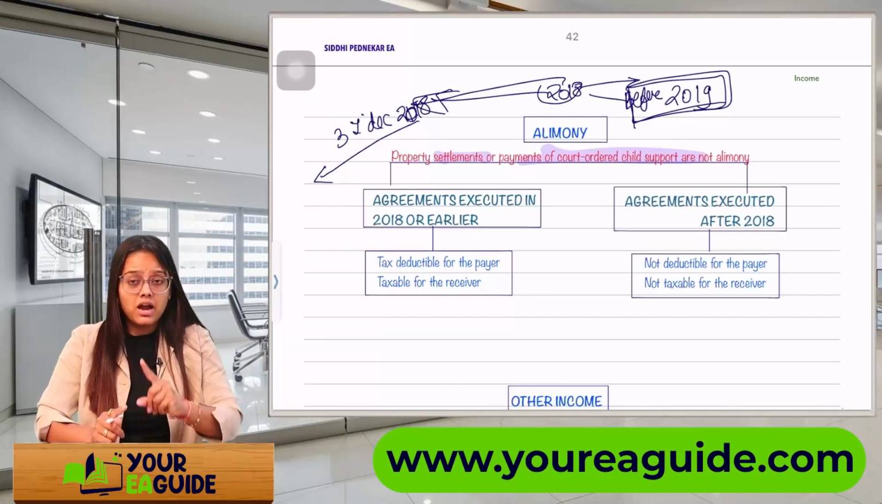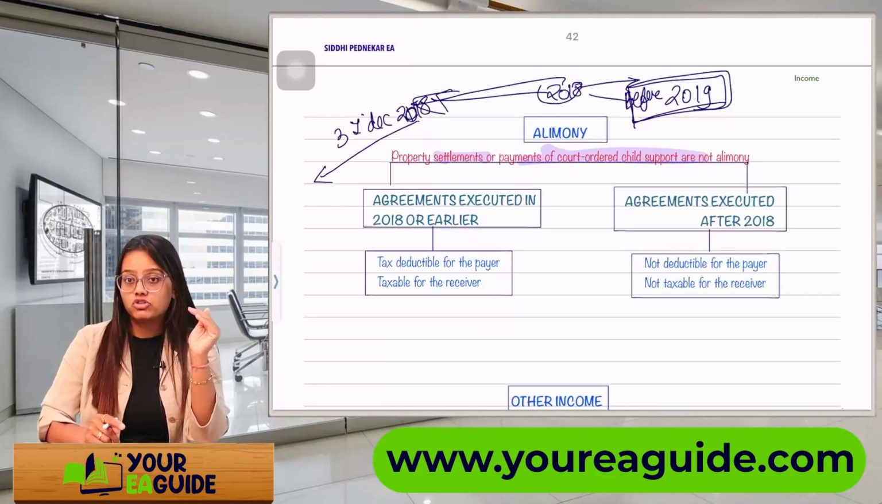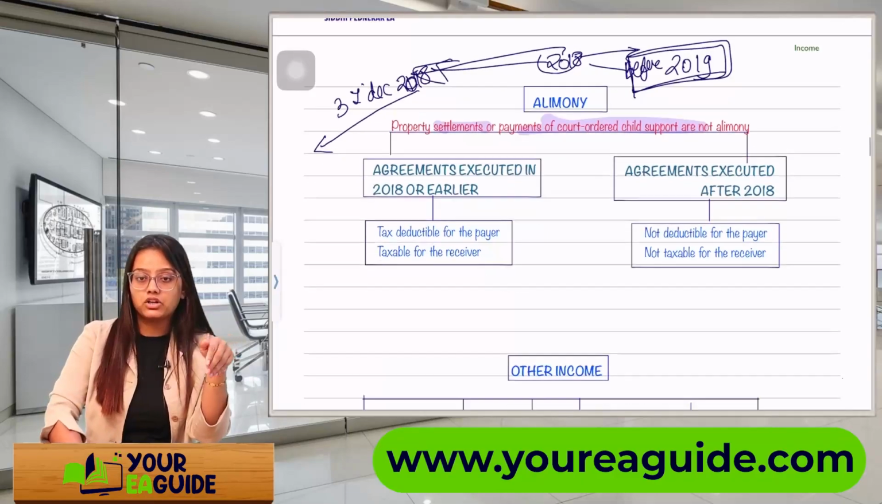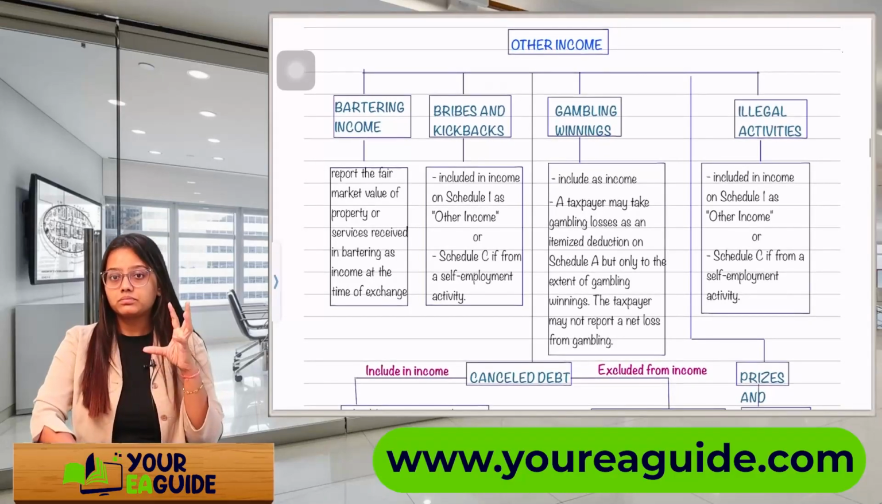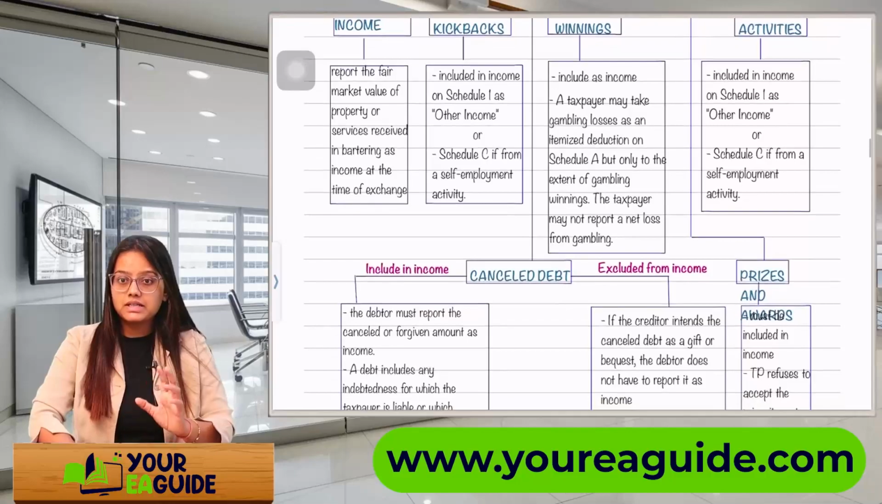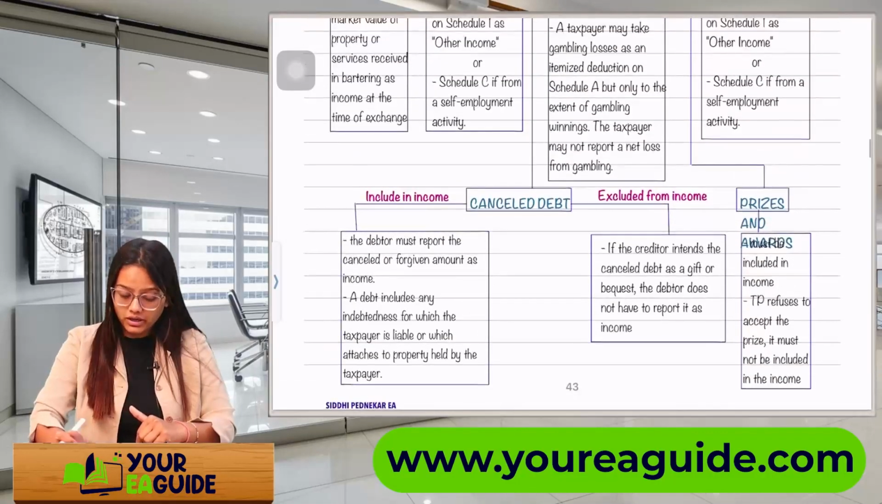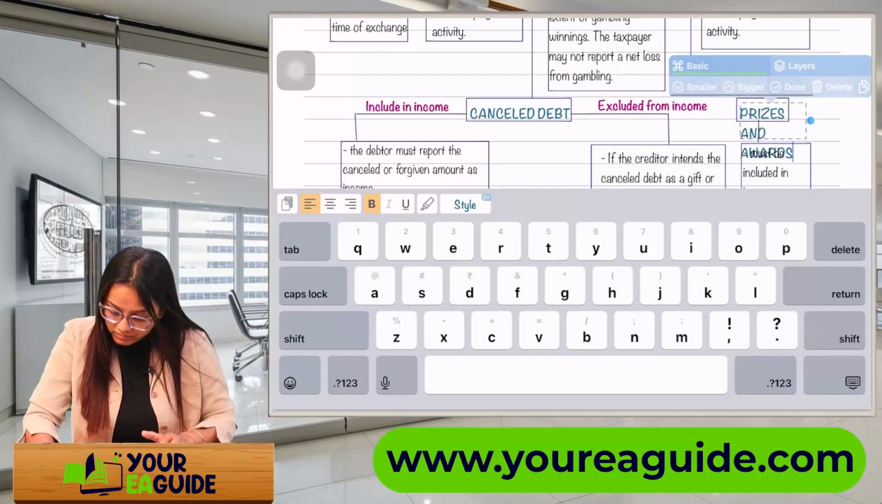Understanding the sequence of payment. If you receive a lump sum amount, first it will be applied to child support, and then you will apply it to alimony. Okay, what are the other incomes? Bartering income, bribes and kickbacks, gambling winnings, illegal activities, canceled debt, prizes and awards. Okay, so let's understand it quickly.